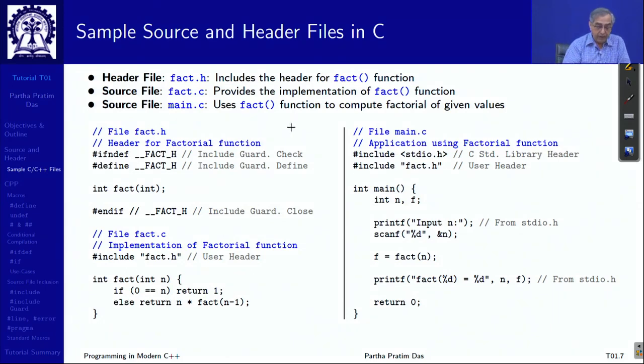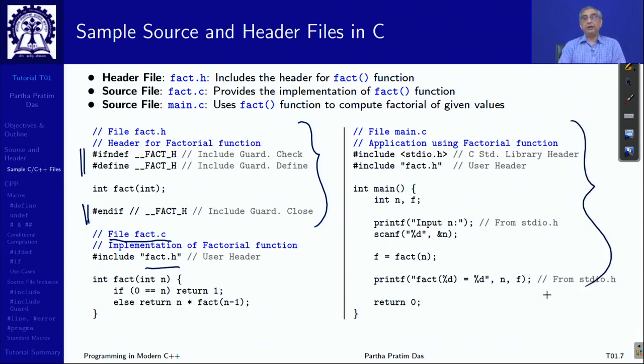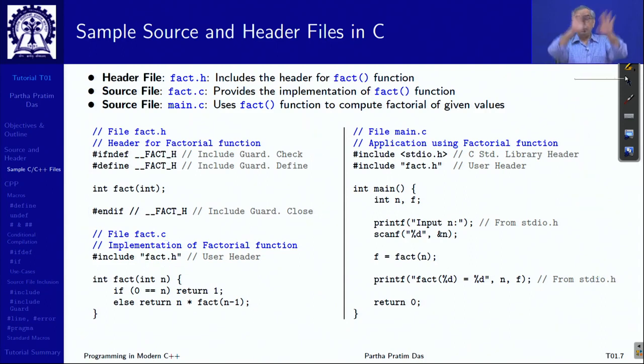So, quickly, this is all you know. This is a header file for factorial. You can see that I have done something here. I will explain that. This is called an include guard. I will talk about that later. This is the implementation file fact.c, including fact.h, and this is the application source file main.c. So, you should not put all of these into one file and start doing things. You should always organize in this manner.